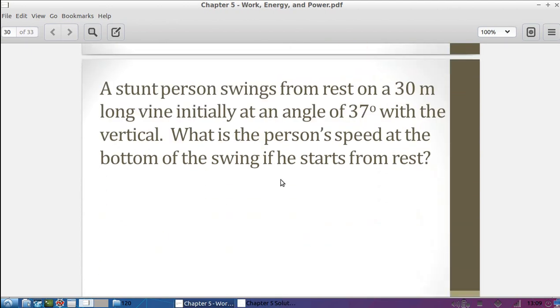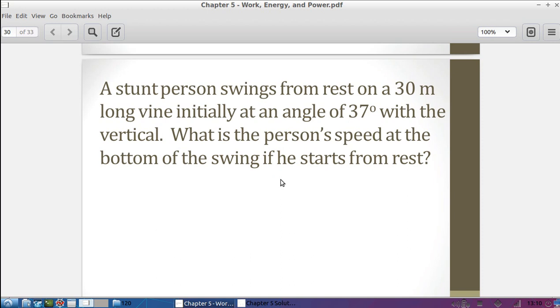All right, so stunt person problem. We got a little bit of trig that we have to rely on here, because this is a unique situation. It's a conservation of energy problem. All right. So somebody is swinging from a cable, or well, in this case it's a vine, so it's like a stunt person on a movie set or something. So the vine is 30 meters long.